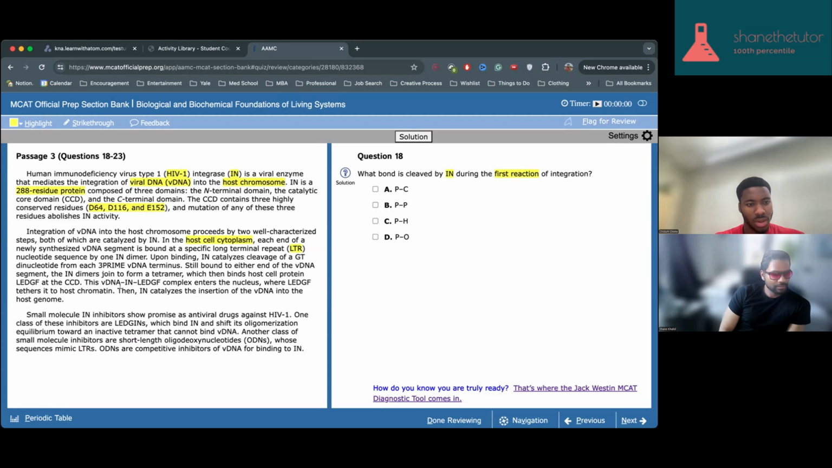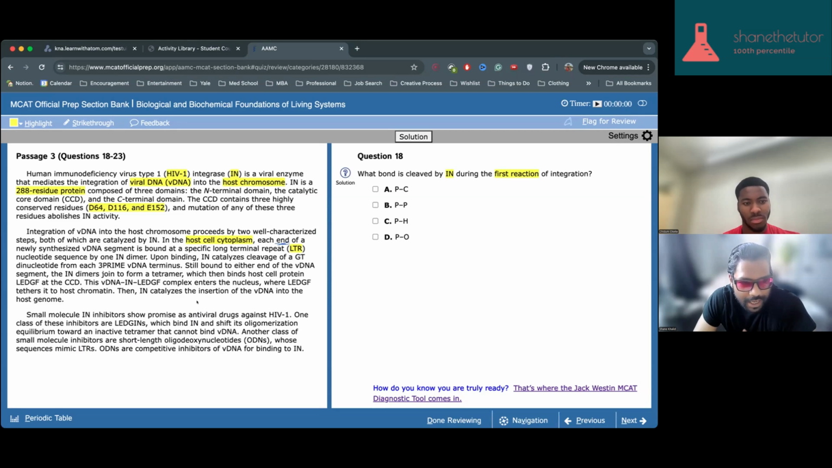So each of these vDNAs, they have segments that are bound to this particular sequence of these repeats. So when you say each of the vDNA, tell me what you mean. Okay, maybe not separate vDNA, but on each end of... Each end, right? All right, good. So each end of a newly synthesized vDNA segment is bound at an LTR.